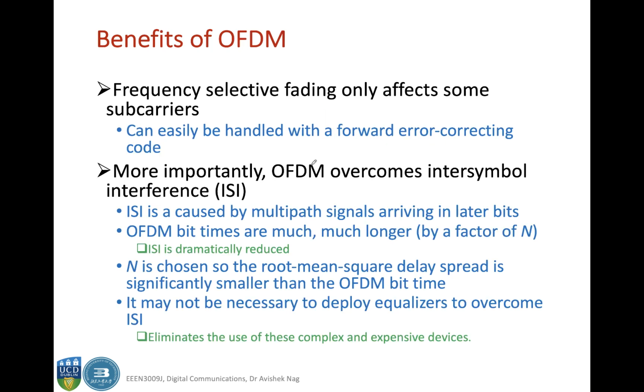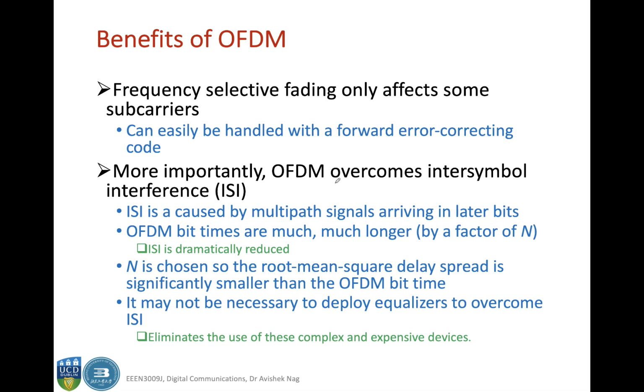So the benefits of OFDM, as I was discussing: it mitigates frequency selective fading, because the frequency selective fading only affects some subcarriers, and that can easily be handled with a forward error correction code. More importantly, OFDM also overcomes inter-symbol interference.